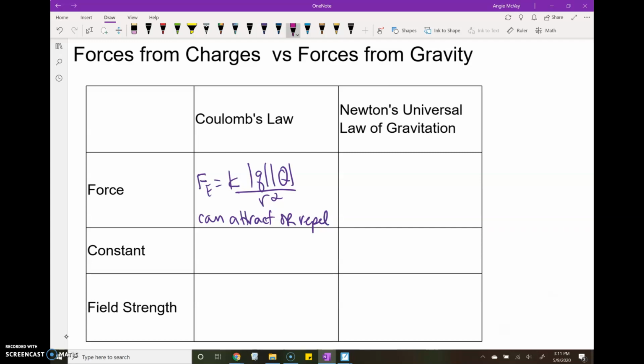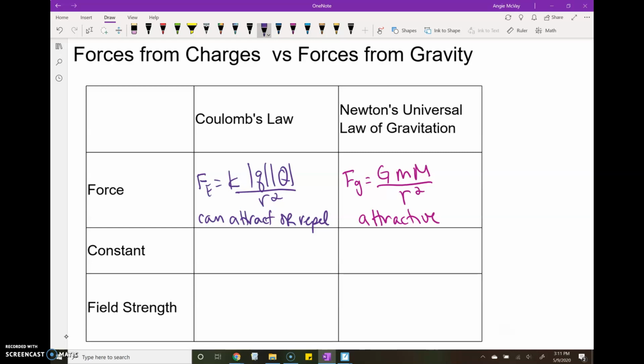Newton's universal law of gravity, Fg equals big G m m. Actually, let's write them the other way around. m m over r squared. Okay. But can gravitational forces repel? No. I want you to think about that for a second. Oh, that would be weird, huh? So gravity is only attractive. But look at these equations. They look super similar.